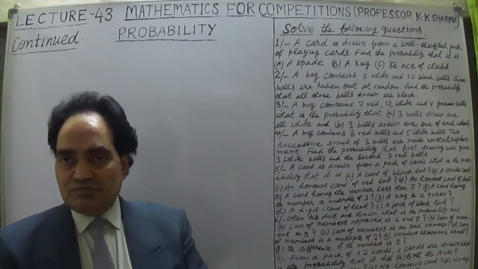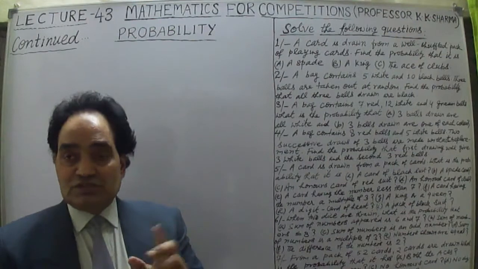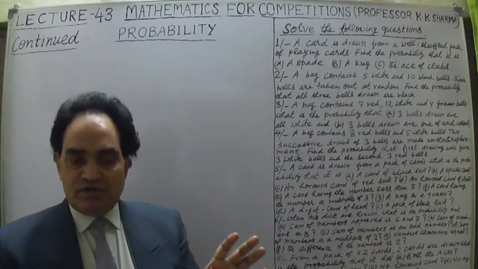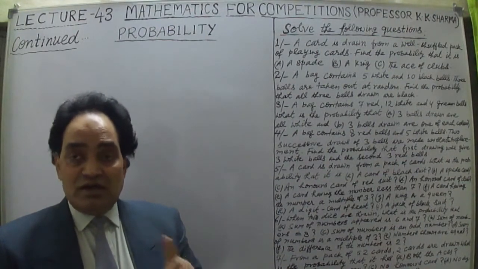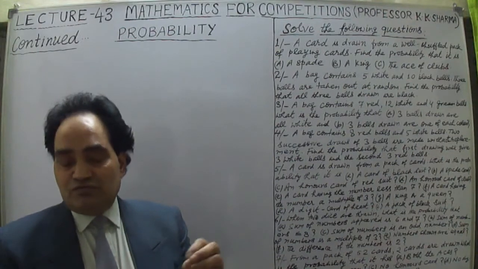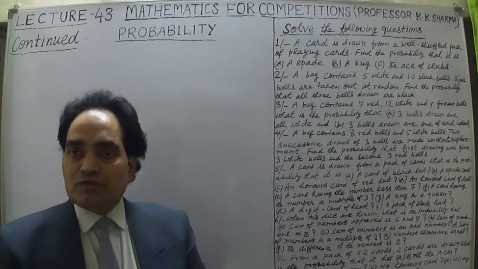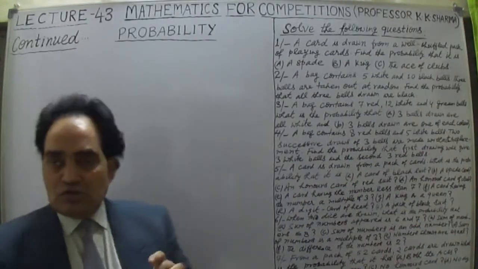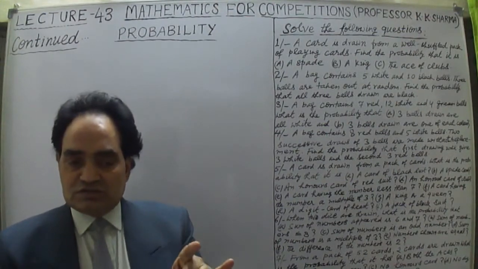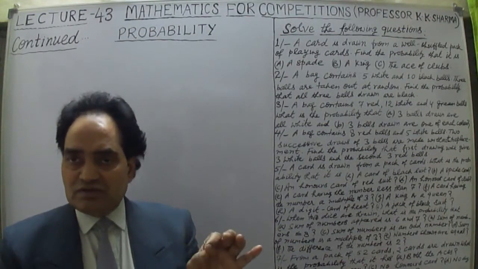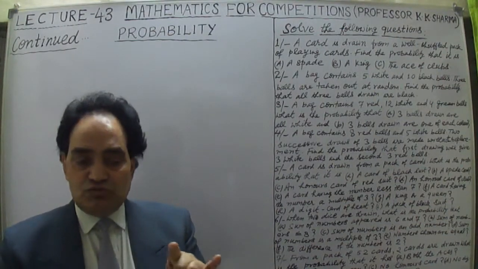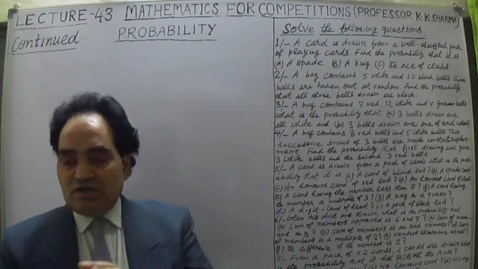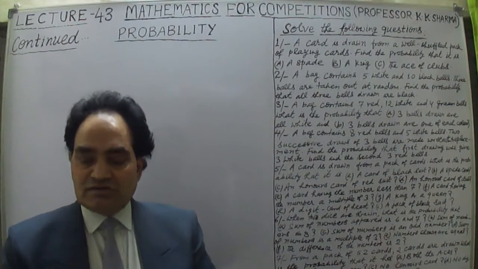The total number of playing cards is 52, with 13 of each kind. There are two colors, black and red, and four kinds of playing cards. So there are 26 playing cards of one color, red, and 26 of black. The black cards are divided into two parts, 13 and 13, and the red cards are also divided into 13 and 13.